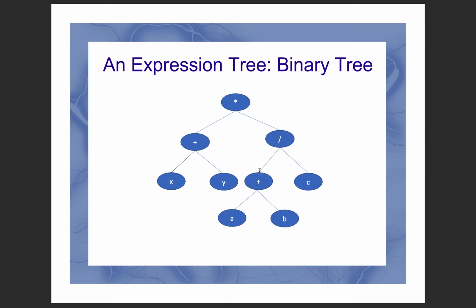and that result will be divided by c, so the result of this expression is one operand, and c is another operand, and this is the operator, so this is another binary tree. Similarly, x plus y, x and y are operands, and plus is the operator, so this is a binary tree. The results of these two expressions are the two operands of this multiplication operator. So the result will be multiplied with the result of this subtree, and you will get the result. So this is how we can represent an expression tree using a binary tree.